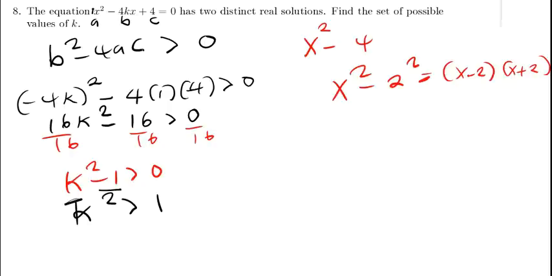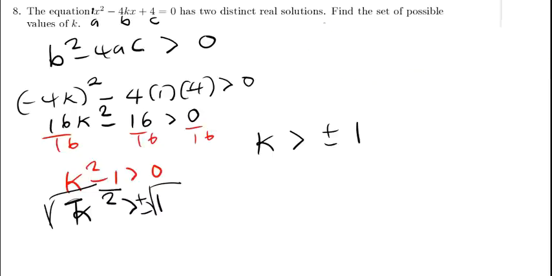I want to find the value of k. Square root this side. The moment you square root this side, put plus or minus, you end up having k greater than plus or minus the square root of 1, which is 1. So this means that k is greater than negative 1. Again, k is greater than 1.